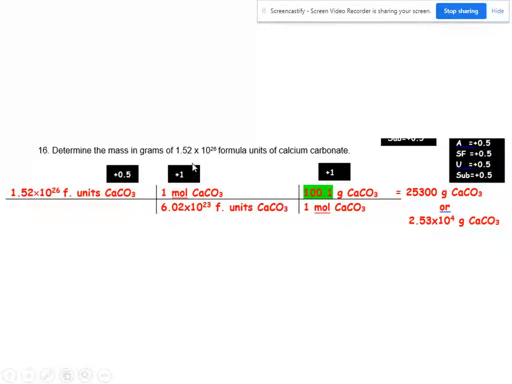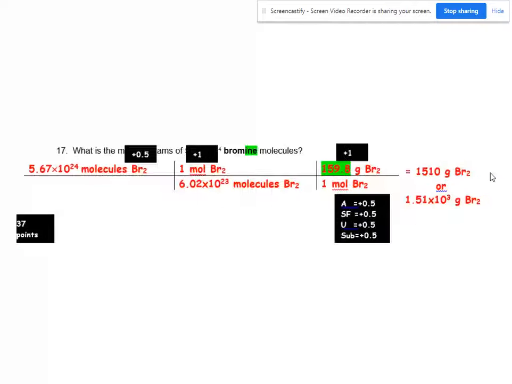You got to multiply by 1 mole over Avogadro's number times the molar mass of CaCl3, which you found on the previous side of this worksheet, 100.1 grams, and you get either 25,300 grams of CaCl3, or you could put in scientific notation, 2.53 times 10 to the 4th grams of CaCl3.